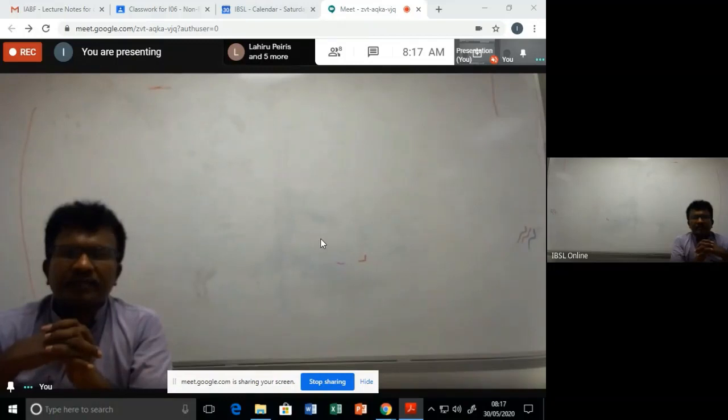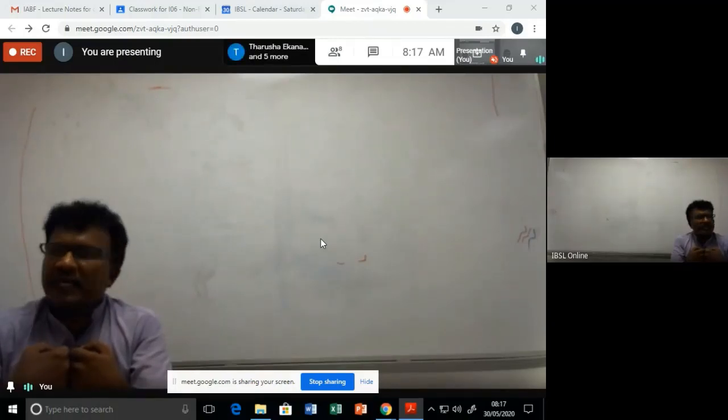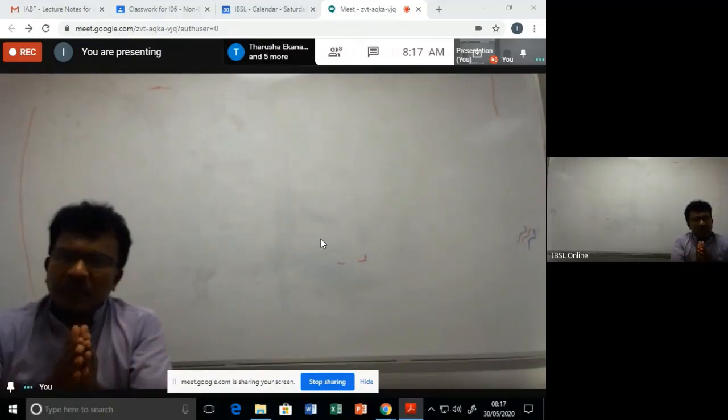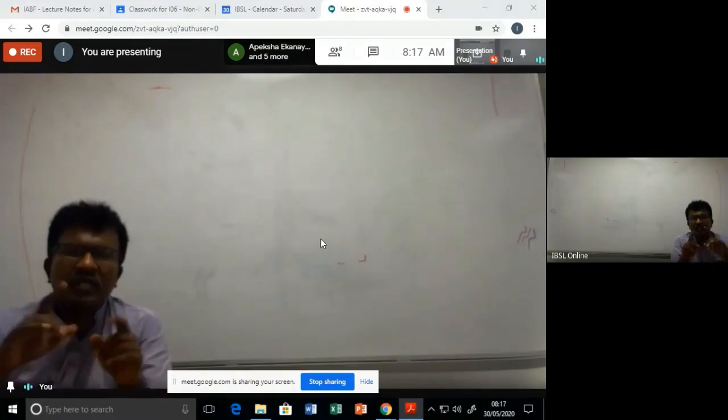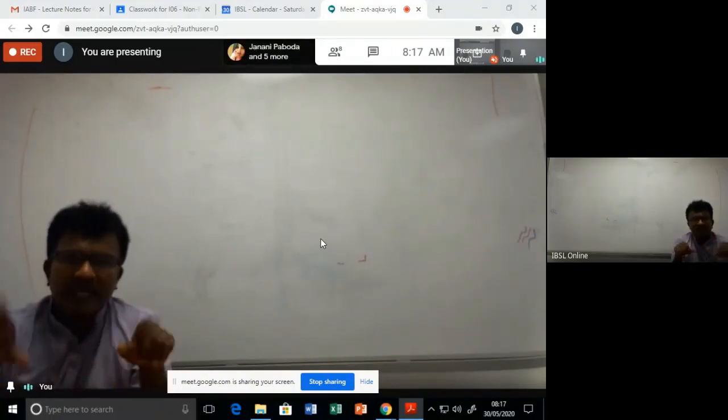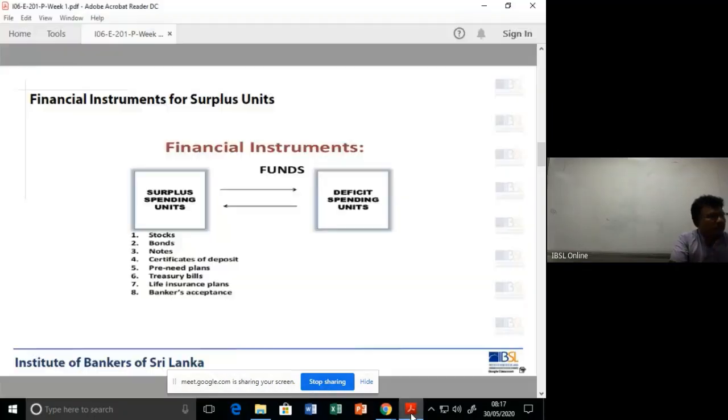Why do you want it? Because you trust that I have a proof, and the banker or the financial intermediary will give you different names for this piece of paper. We call them financial instruments. Now we look at this side. Surplus units. Surplus units hand over money, and in return, they get a nice financial product. It can be stocks, bonds, notes, CDs, pre-need plans, T-bills, life insurance plans, bankers' acceptance.